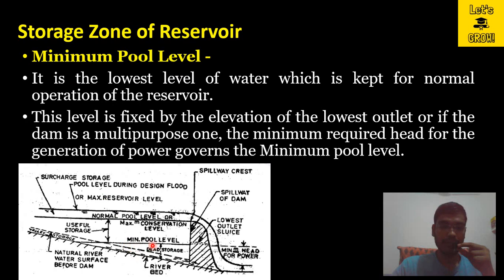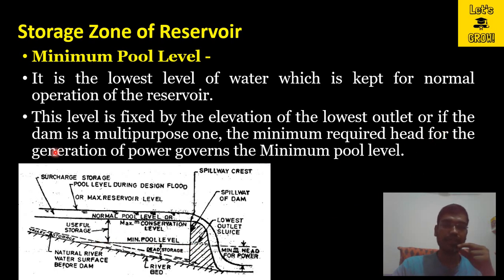So the first term is minimum pool level, which you can see here in this image. It is the lowest level of water which is kept for normal operation of the reservoir. This level is fixed by the elevation of the lowest outlet. Here you can see the lowest outlet sluice. In this dam body we have provided the sluice, so based on the elevation of this sluice we will decide the minimum pool level of the dam.